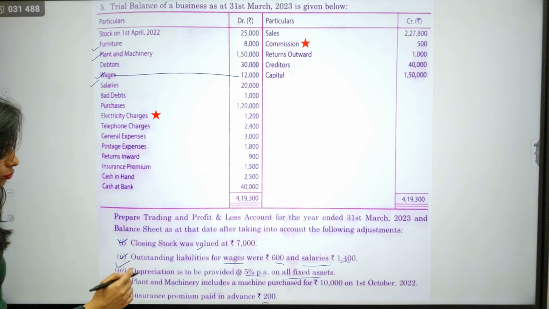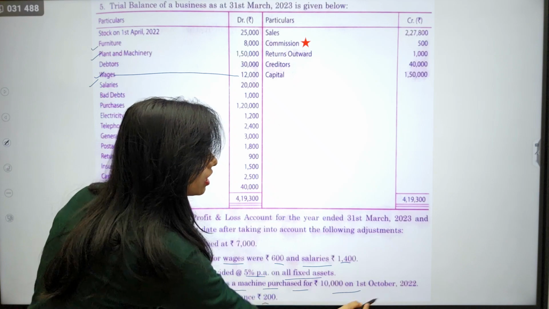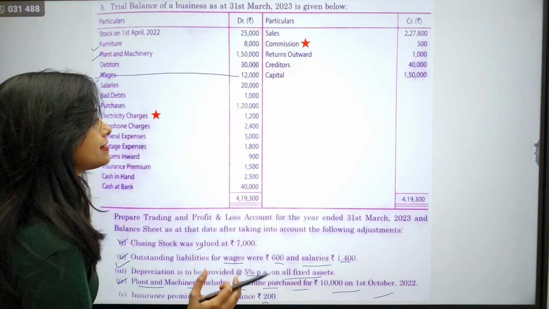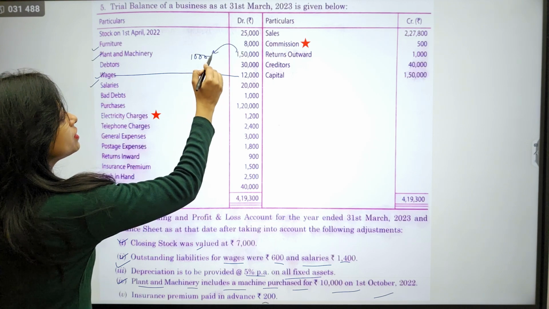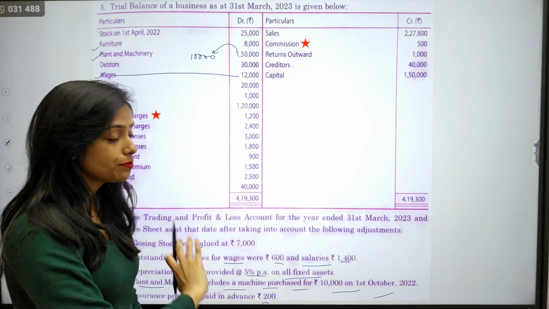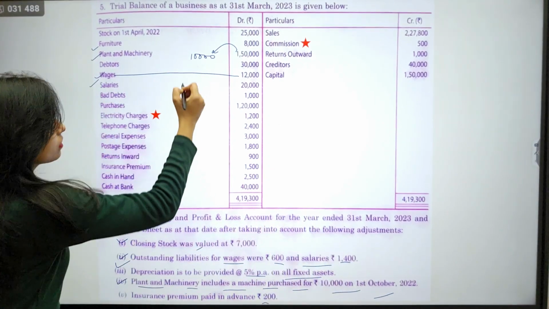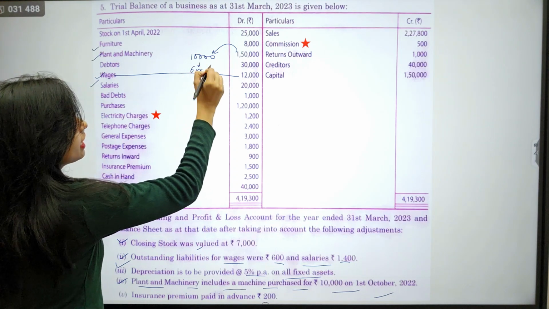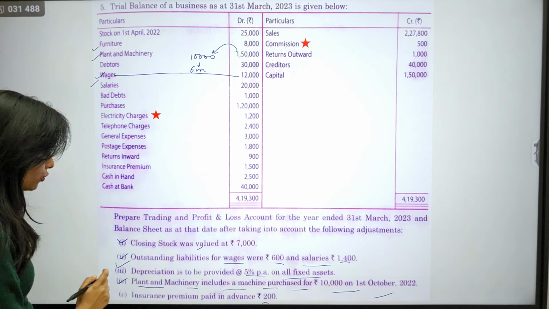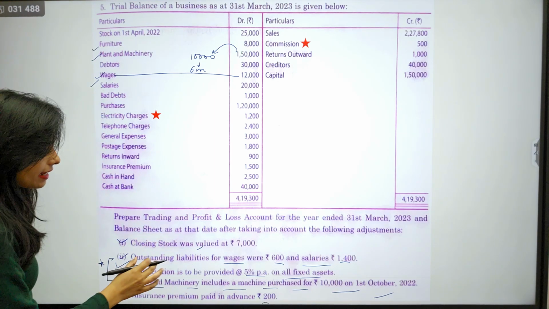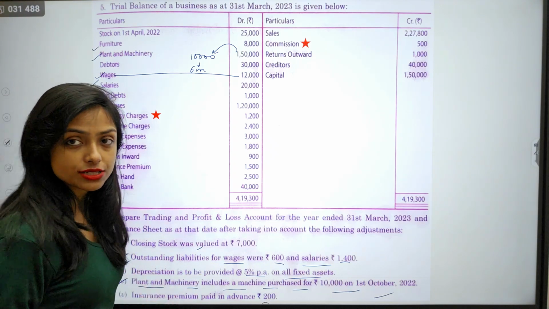But wait. Look at this fourth point. Plant and machinery includes the machinery purchased for 10,000 rupees on 1st October 2022. So it is telling me that this plant and machinery has 10,000 rupees machinery which was just purchased in this financial year only, and we have only used it for 6 months. So this 10,000 rupees machinery has been only used for 6 months. So we will provide the depreciation accordingly. So you always have to be very careful whether there is any other point written related to the fixed assets in the adjustments. Fine.